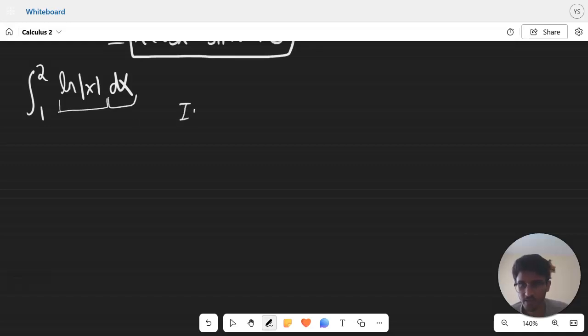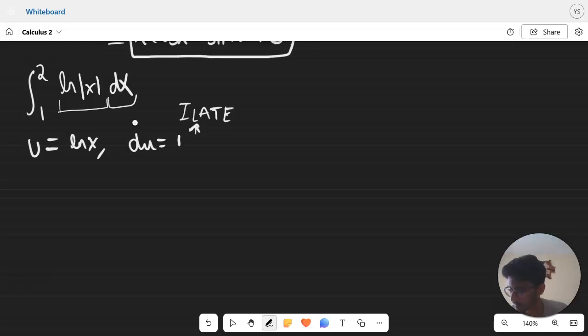Okay, so if we look at ILATE, the two options we have, natural log, that comes under logs, right? So we could definitely go with that as our u, because that comes before dx, which is algebra. Okay, so u equals ln of x, du, we know the derivative of ln of x is 1 over x, right? And dv is going to be equal to dx, and v is going to be equal to x.